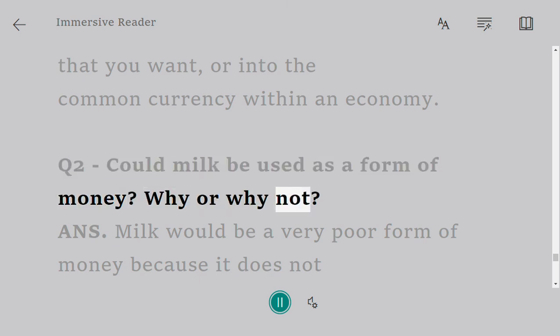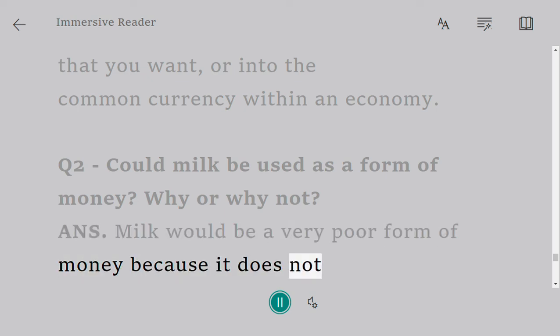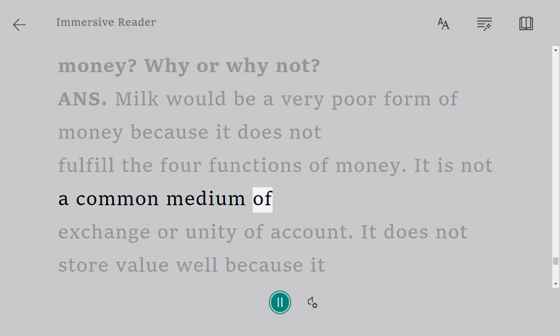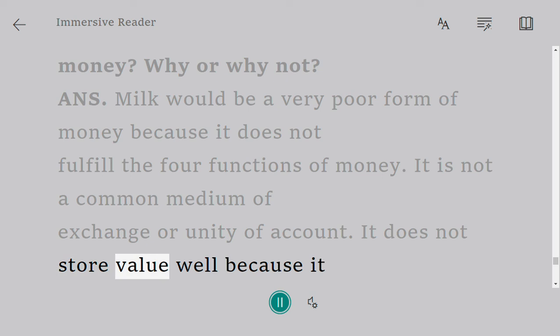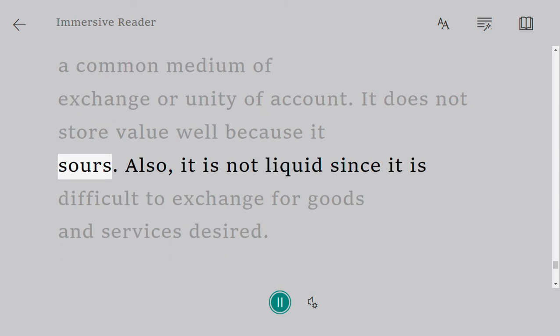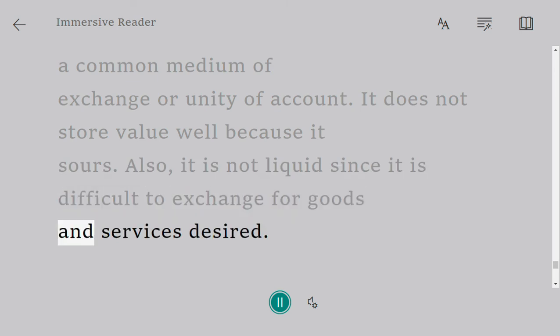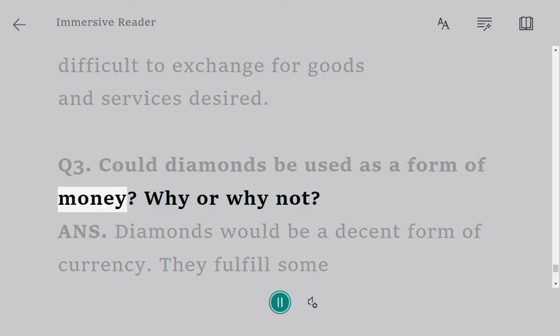Q2. Could milk be used as a form of money? Why or why not? ANS. Milk would be a very poor form of money because it does not fulfill the 4 functions of money. It is not a common medium of exchange or unit of account. It does not store value well because it sours. Also, it is not liquid since it is difficult to exchange for goods and services desired.